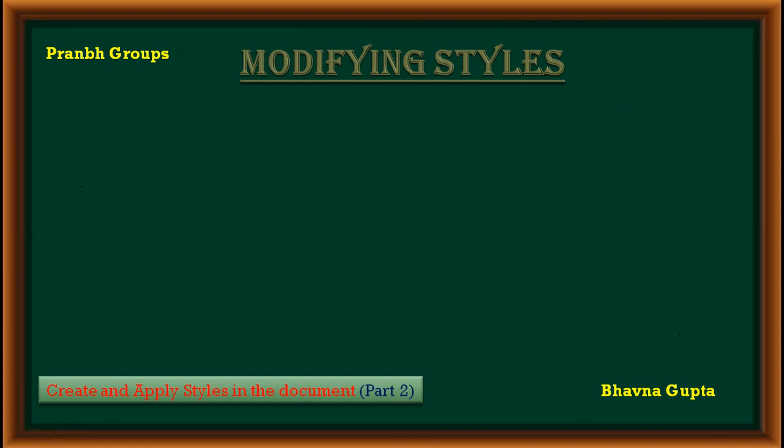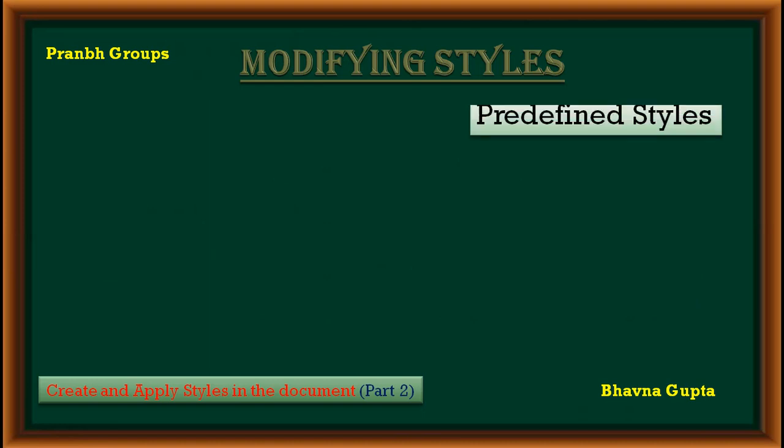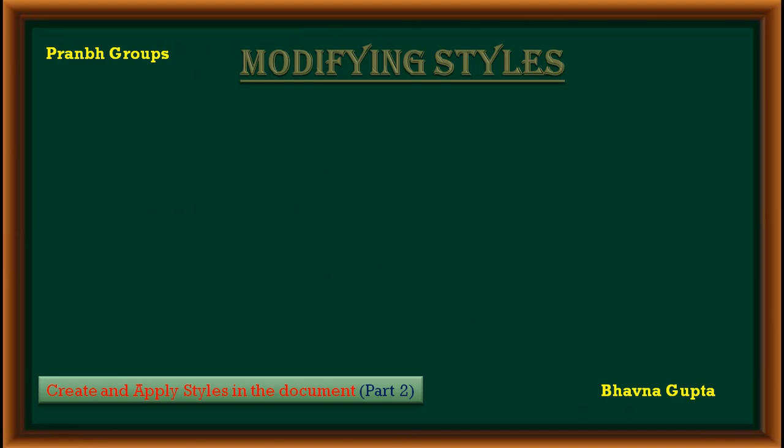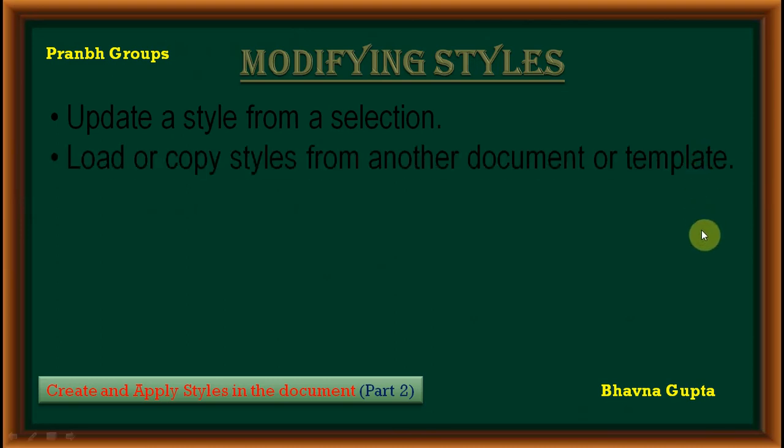Writer provides several predefined styles, but you may find that they don't fit your preference. So writer offers 3 methods to modify predefined or custom style. First one, update a style from a selection. Second, load or copy style from another document or template. And third one, change a style using a style dialog box.